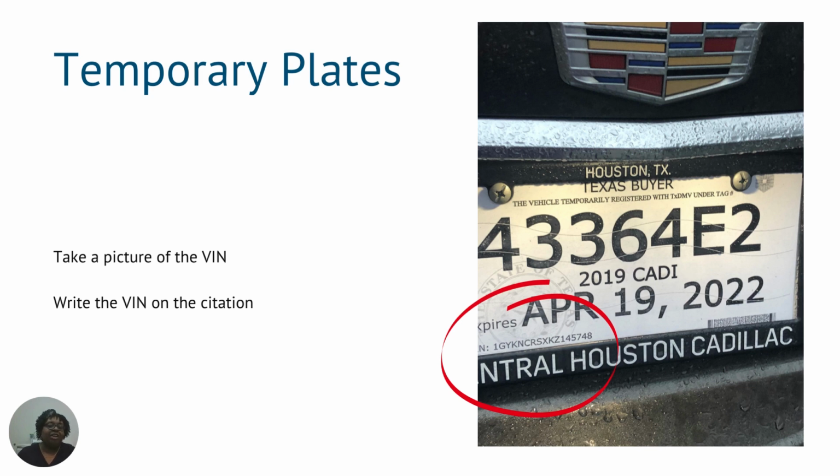And just a reminder, if it's a temporary plate, get a picture of that VIN. If it's not on the plate, go around to the front under the registration sticker and get a picture of that VIN number. Include that picture with your pictures, and you can also write that VIN on the citation. You don't have to write the VIN for every vehicle, only for vehicles that have temporary license plates.